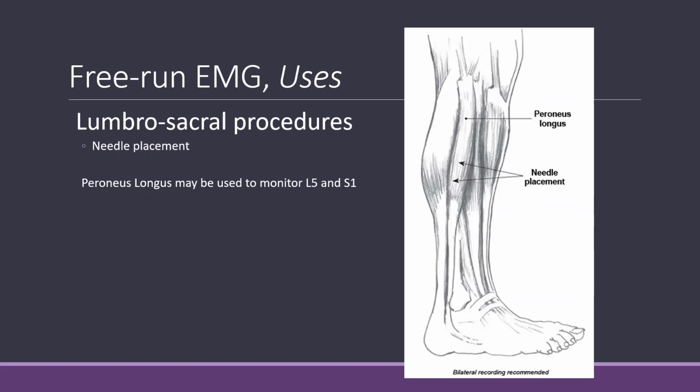Peroneus longus muscle can be used to monitor L5 to S1. This one might be a little more difficult to find, but it's pretty easy if you just find the fibular head on the lateral aspect of the leg just below the knee, and then go down about 3 or 4 finger widths to find a proper place on the muscle belly.